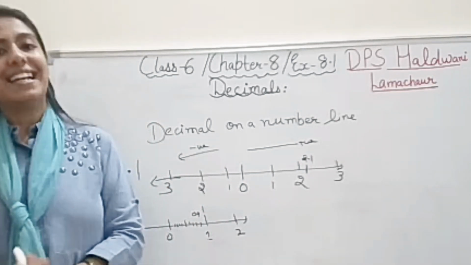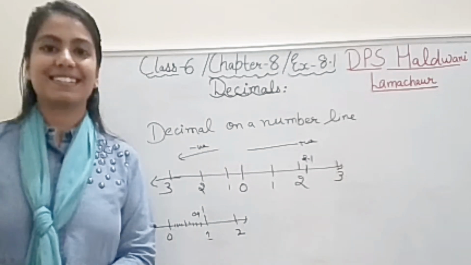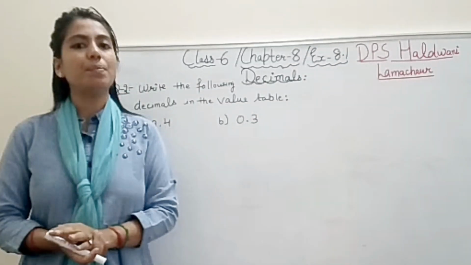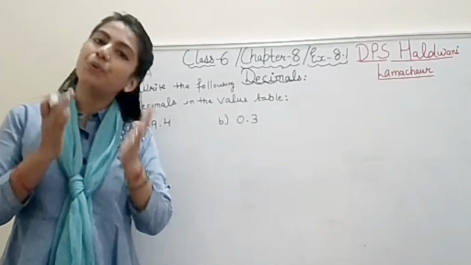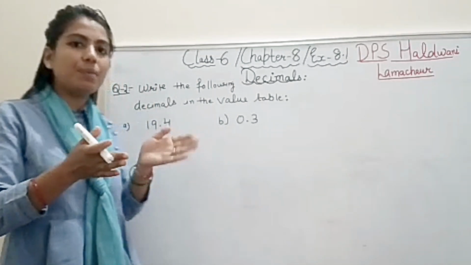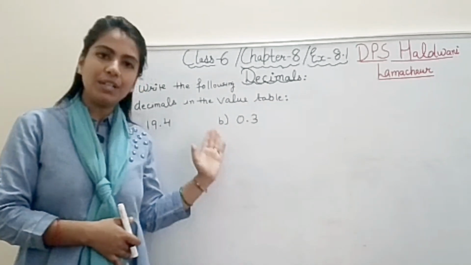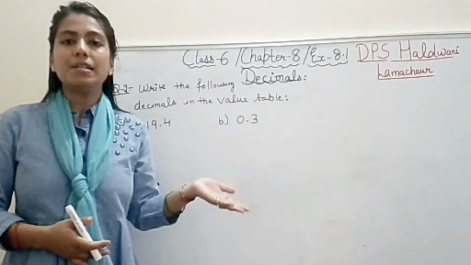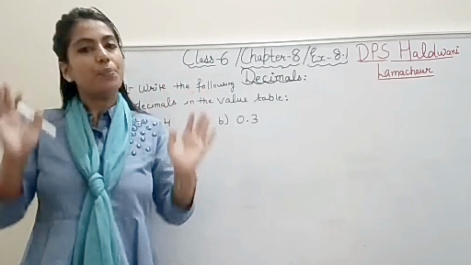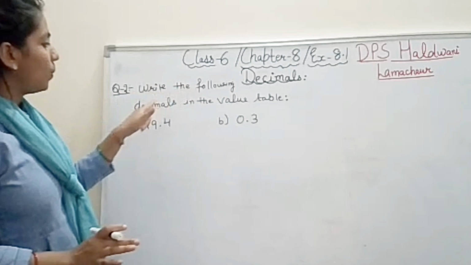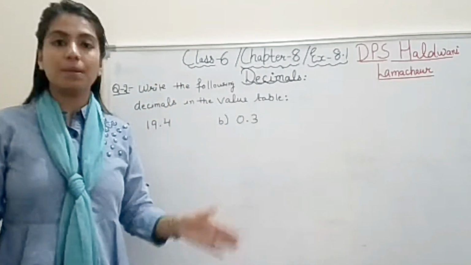So let's start the exercise questions. We are starting from question number 2 because question number 1 you have to do in the book only, and question number 1 is just the same as question number 2. Okay, so understand it carefully. Question number 1 is very simple. You can do it on your own in the book itself. Right? So see, question number 2, write the following decimals in the value table.